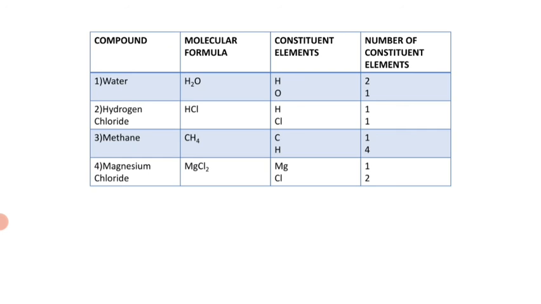Example 4. Magnesium chloride. The molecular formula is MgCl2. The constituent elements are magnesium and chlorine. The number of constituent elements are 1 magnesium atom and 2 chlorine atoms.